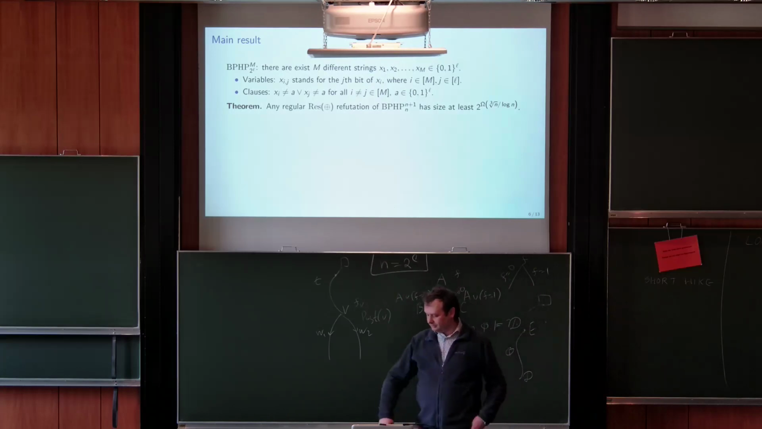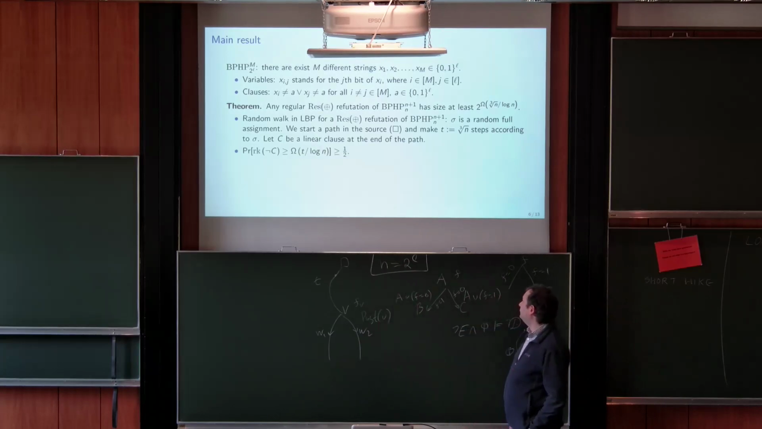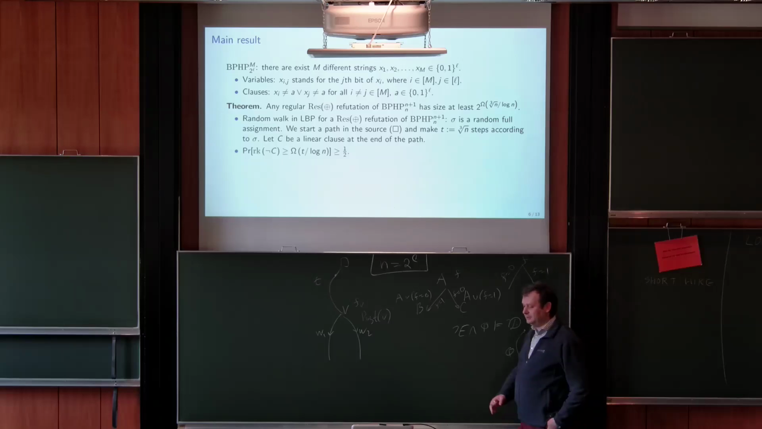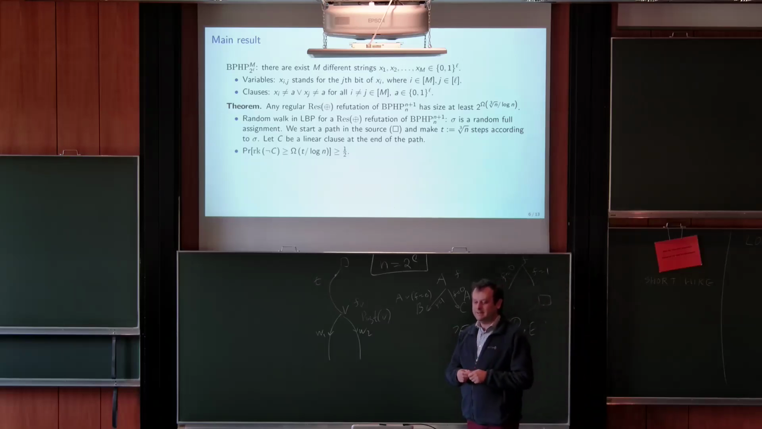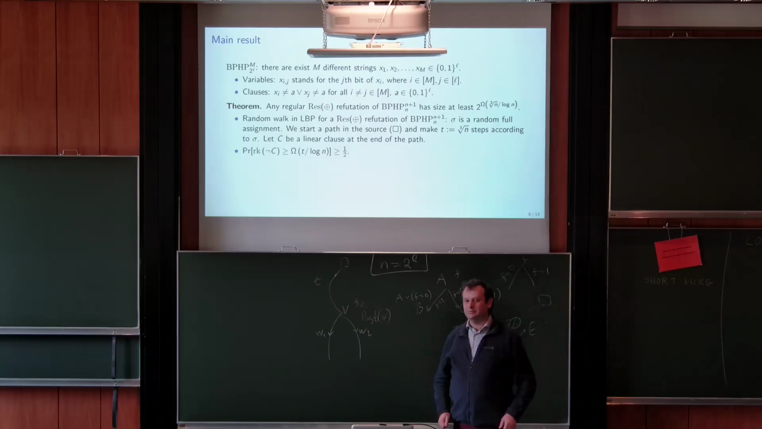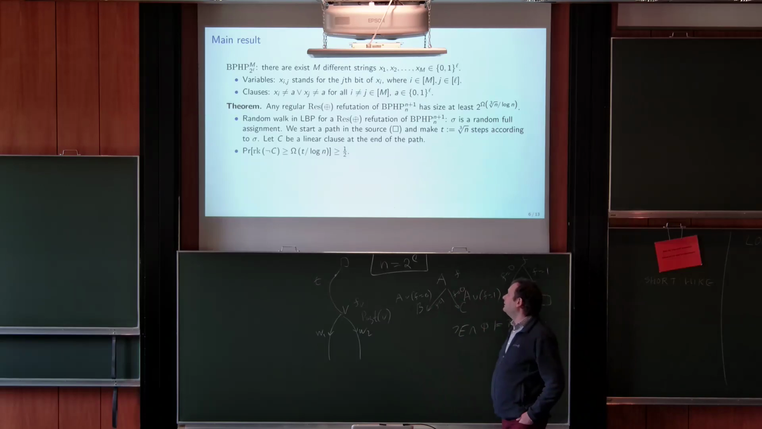Let's start from a high-level overview of the proof. We consider a regular refutation. We represent it as a linear branching program and start a random path in this program. The path looks as follows: we take a random full assignment and make t steps from the source, where t is cubic root of the fan. Let C be the linear clause at the end of this path.